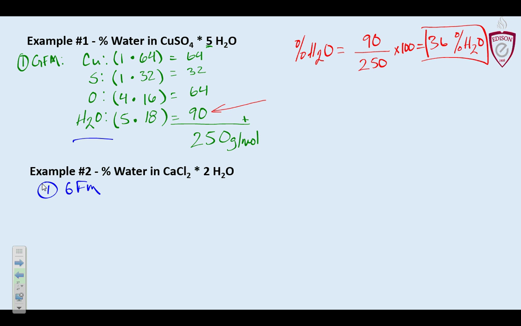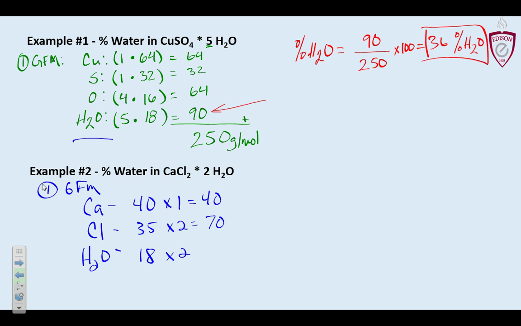So I'm going to calculate my gram formula mass. I've got calcium, and I've got chlorine, and I've got water. Calcium's mass is 40, and I have 1 of them. Chlorine's mass is 35, but I have 2 of those, so that's a total mass of 70. And then water, we did this a minute ago, is 18, and I have 2 of those, so that's 36. So we're going to add this all up, and I get 146 grams per mole.